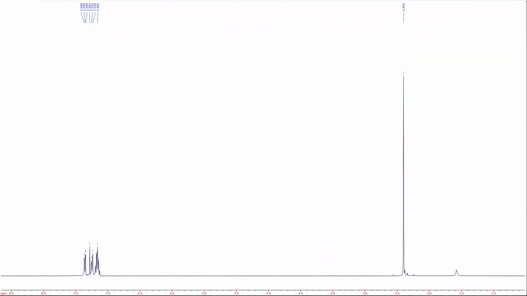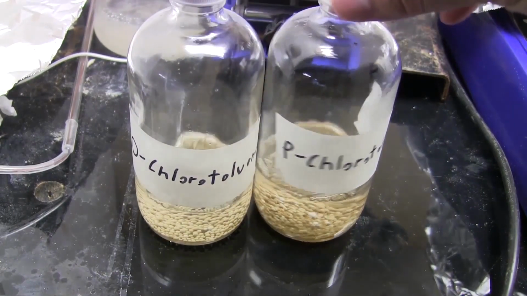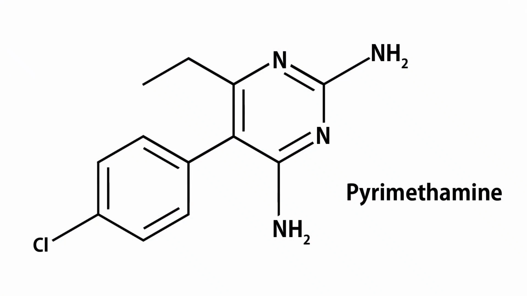NMR analysis shows I have reasonably pure orthochlorotoluene. That is how you use steric effects and sulfonation to separate ortho and para-chlorotoluene isomers. This is another step in our synthesis to the antiprotozoal drug pyrimethamine.